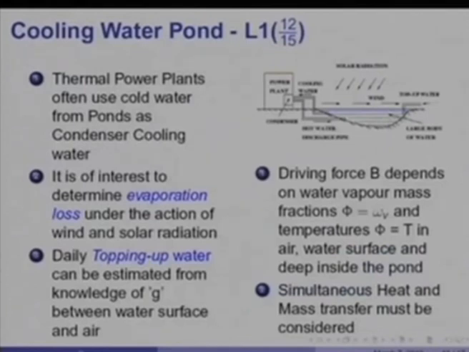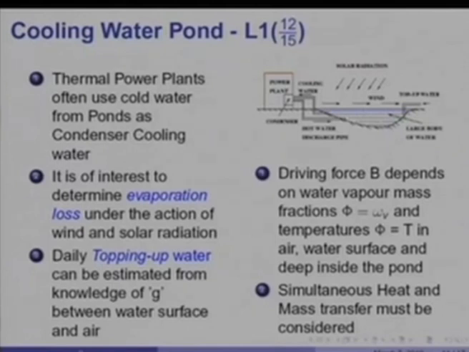Let's take another example from a thermal power plant. So, here is a thermal power plant with its condenser. The power plant is taking cool water from the pond and releasing hot water back into the pond again, but the pond is exposed to ambient solar radiation as well as wind velocity, and therefore there is an evaporation loss of water. The pond needs to be topped up with water brought from elsewhere, and it is very important to determine the topping up water requirement for such a pond.